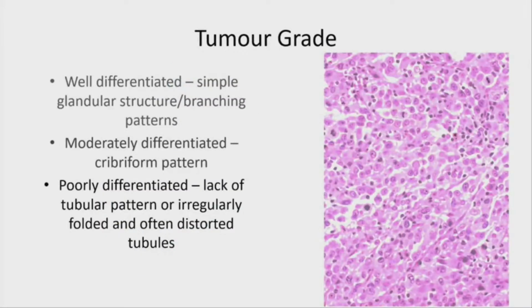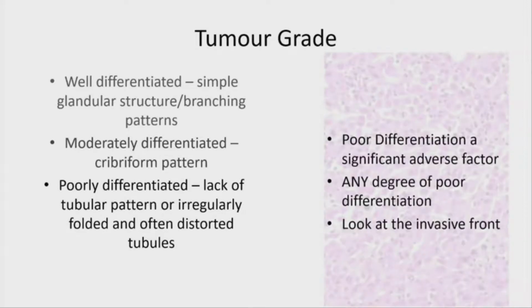Tumour grade is important. This is a poorly differentiated tumour. Well differentiated tumours will have simple glandular structures. And the recognition is really that we divide a line between poor differentiation, as it is a significant adverse risk factor, and we're looking for any degree of poor differentiation, most commonly seen at the invasive front.